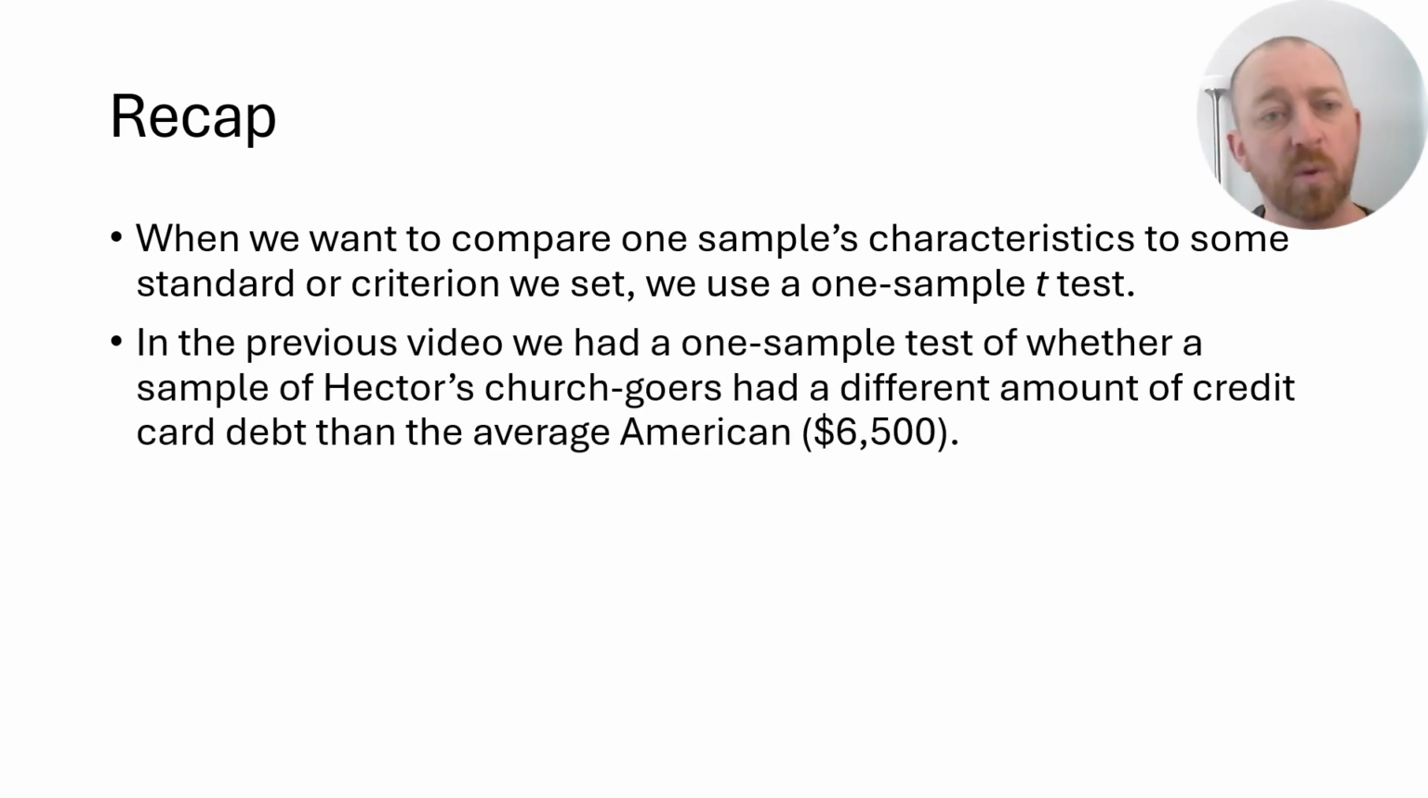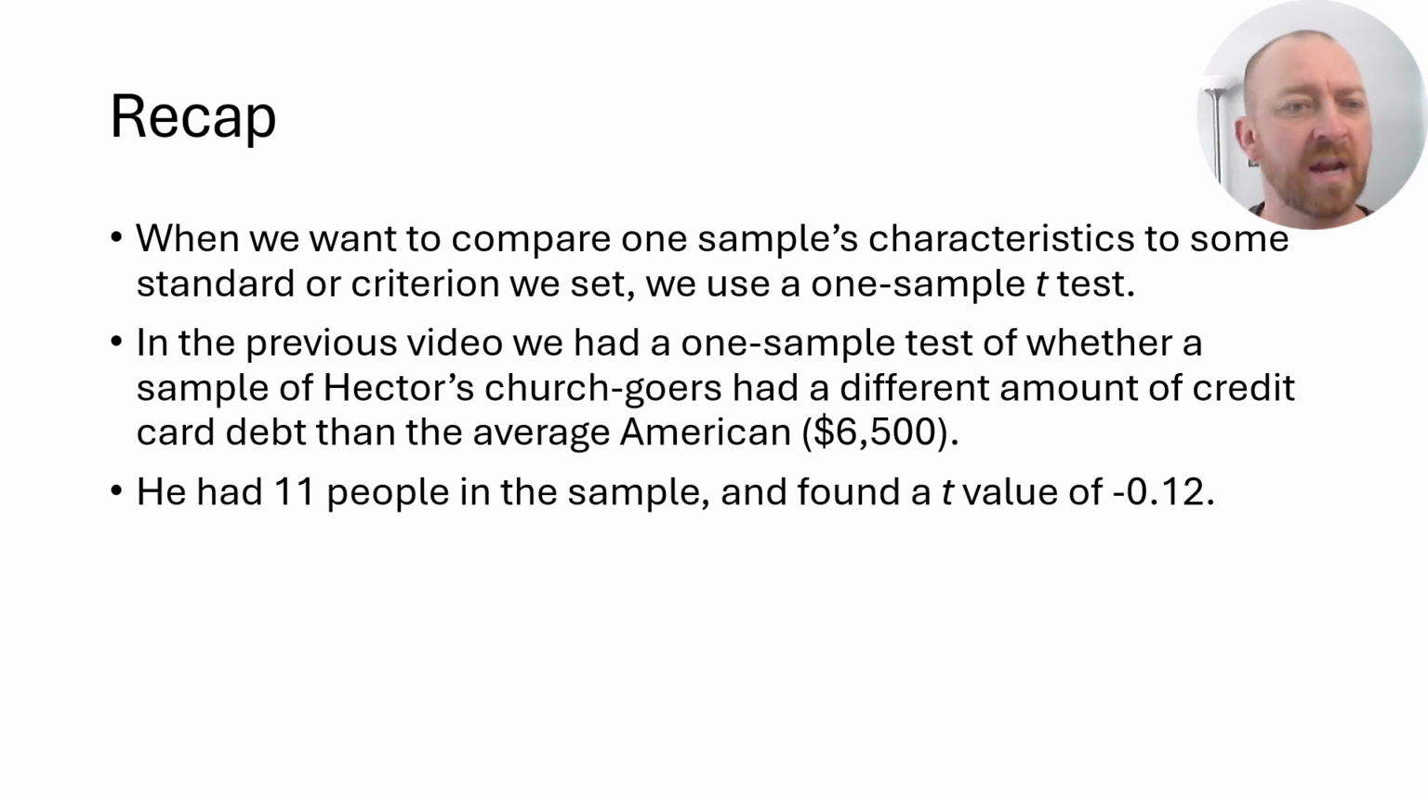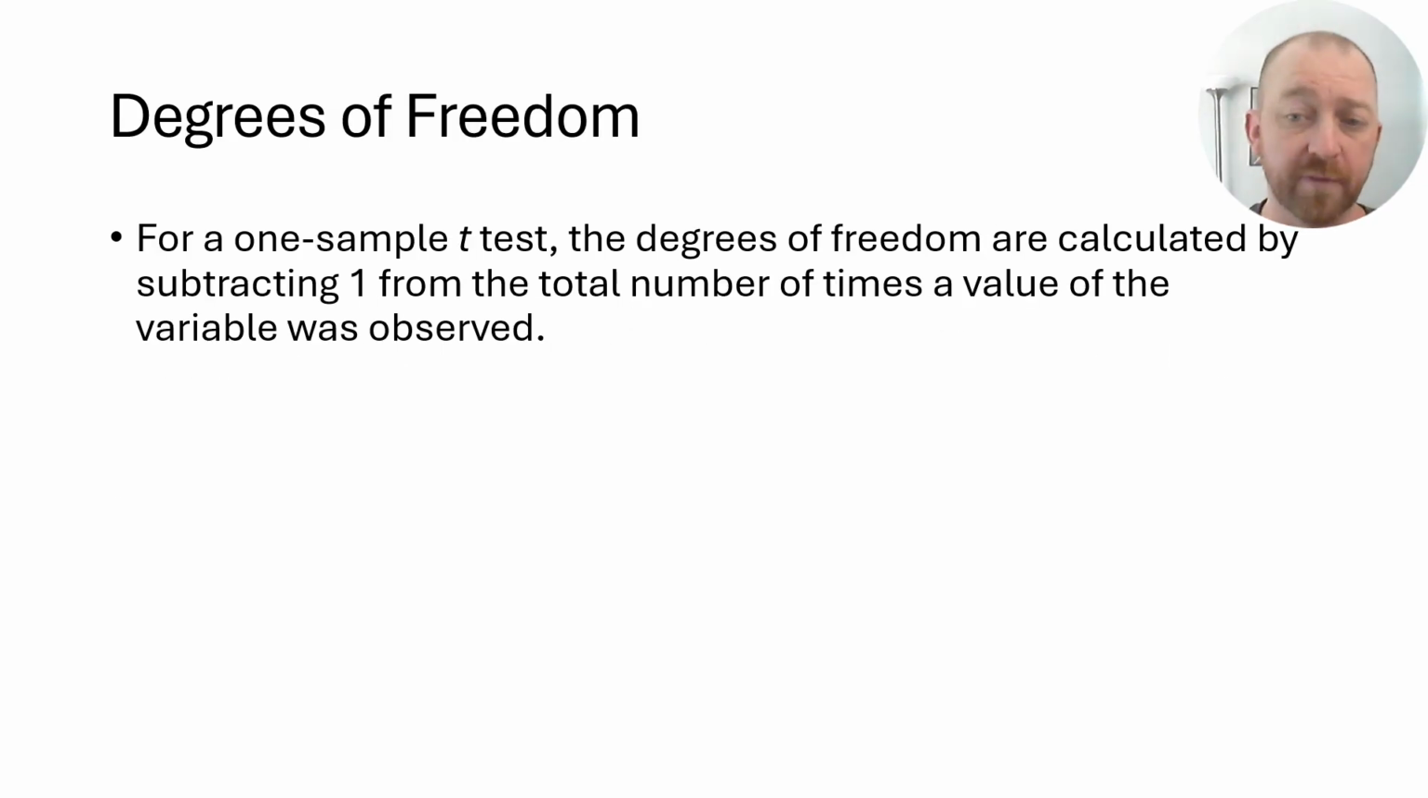So in our scenario, we had a guy named Hector who was interested in churchgoers that were in his congregation, and he wanted to see if they had different amounts of credit card debt than the national average, which is $6,500. Now, just a little scenario here to try it out. As you'll recall, he had 11 people in the sample, and he found a t-value of negative 0.12. Again, if this is news to you, you can go back and see the video right before this one in the playlist.